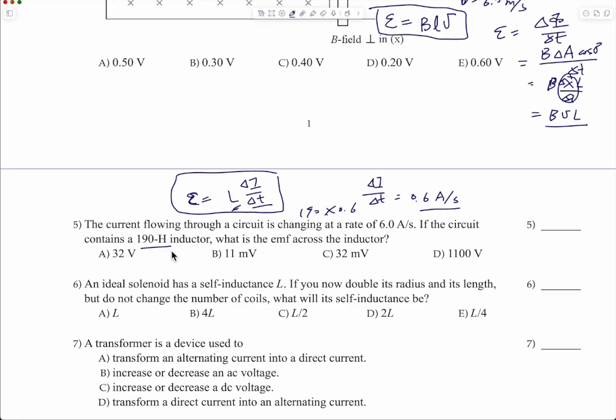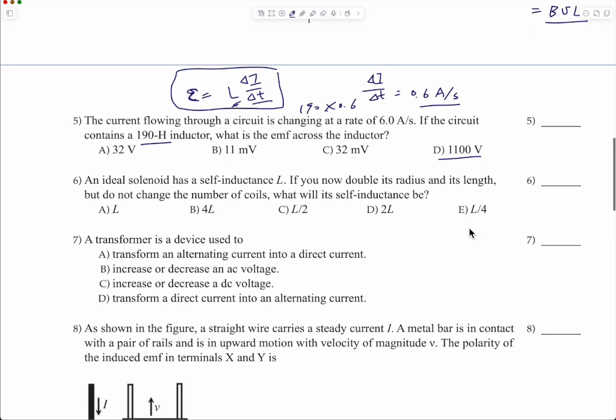Let me see anything wrong. 190 times 6.0. Yeah, it's about 1100, right? All right. Oh, it's a huge voltage.